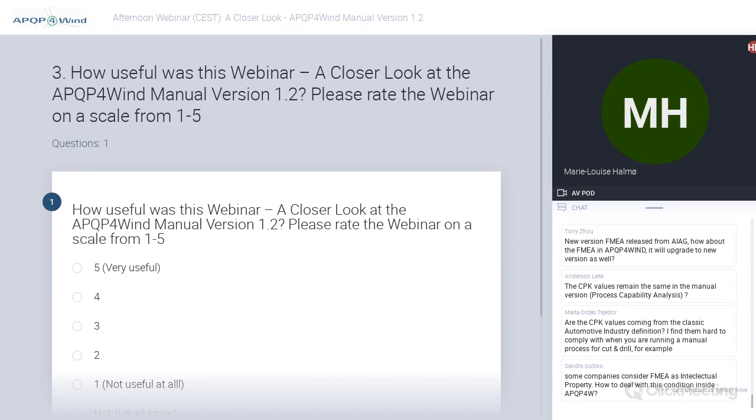Some companies consider FMEA as intellectual property, maybe. How to deal with this condition inside APQP4Wind?